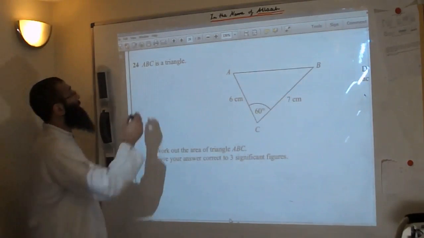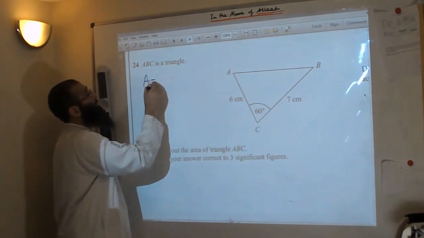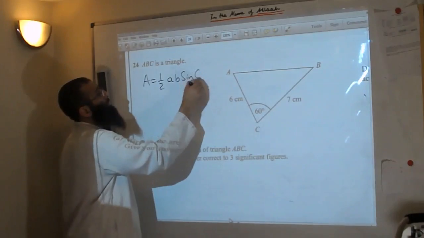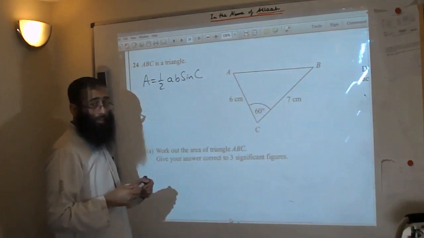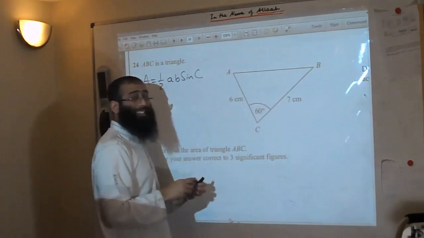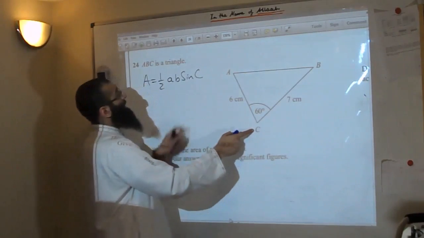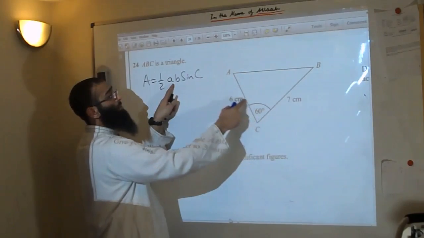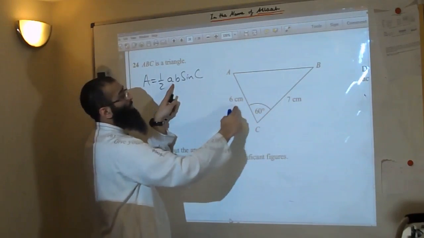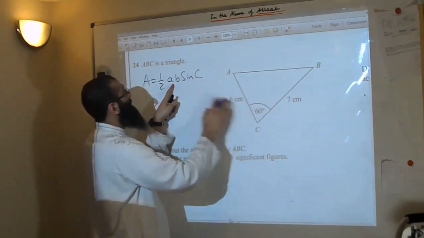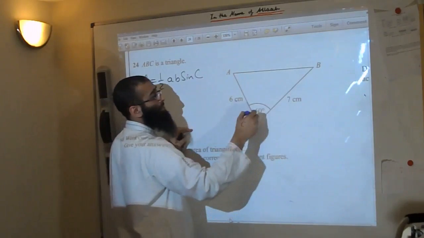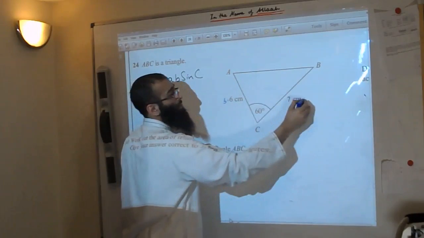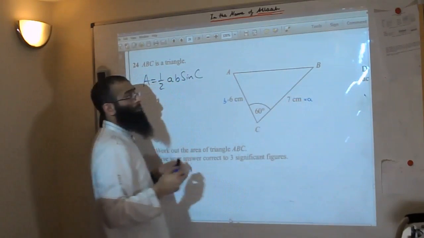What we do, we go to the front of the paper. We have an area formula which is half ab sine C. Now, amazingly, this particular diagram has been labelled in the correct way. C in the diagram is referring to the angle you've got, and a and b are the sides either side of it. So this diagram has been perfectly labelled. This is big C, this is big B, so that makes this little b, that's big A, so that makes that its corresponding length a.